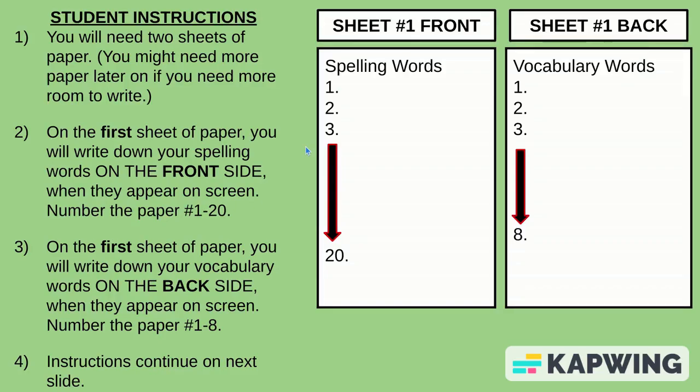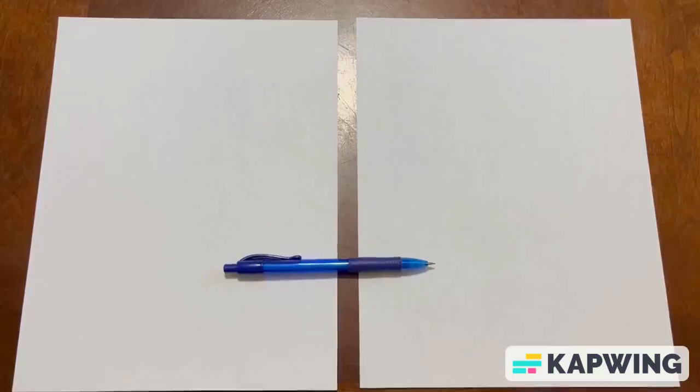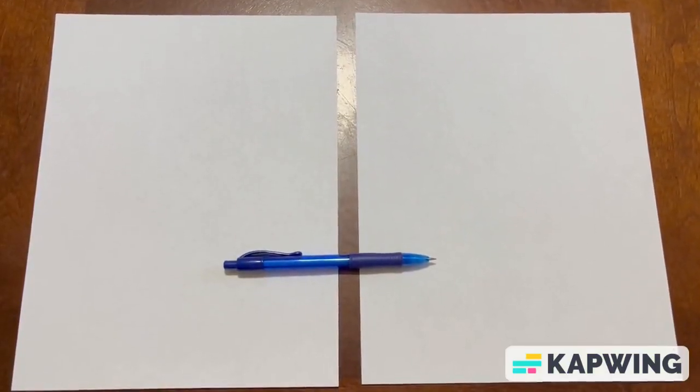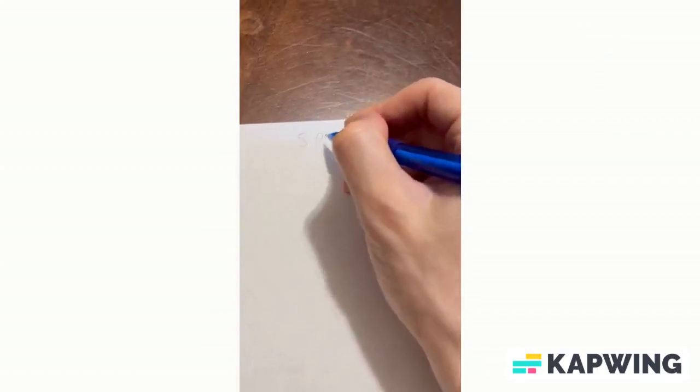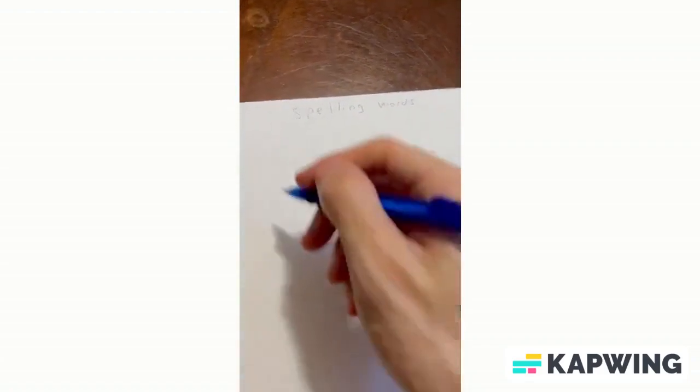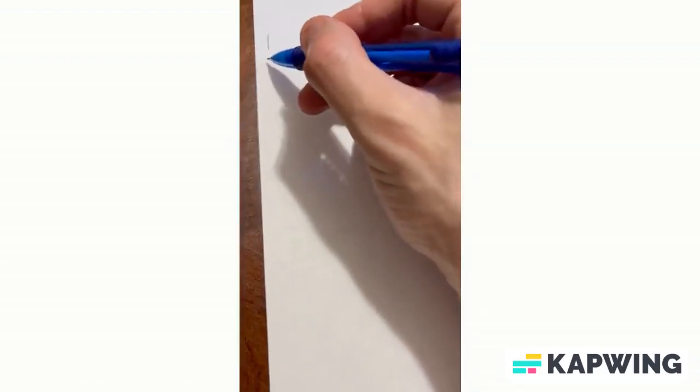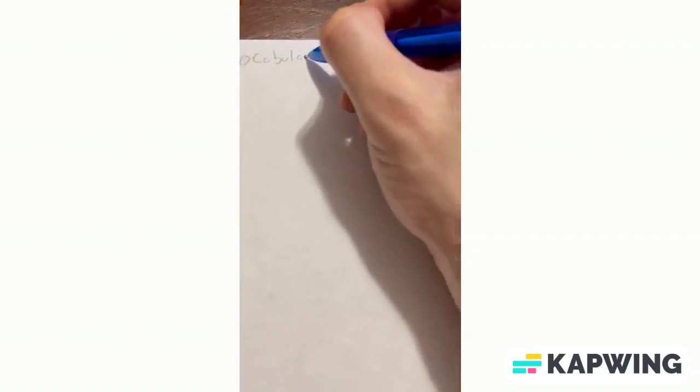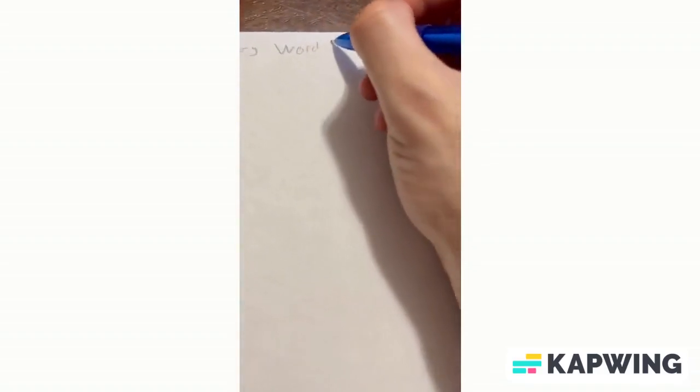Your students will need 2 pieces of paper. It can be printer paper or lined paper, either one will work fine. On the first piece of paper, tell your students to number the paper 1 through 20. This front side of the paper is where the students will write their spelling words as they appear during the activity. On that same piece of paper, tell students to turn it over to the back side.